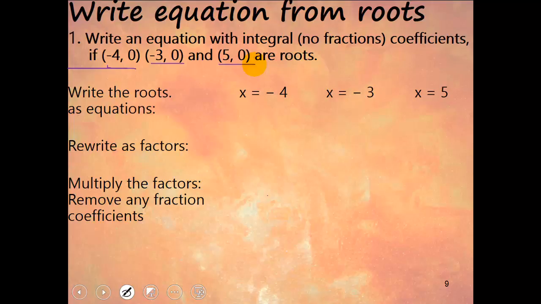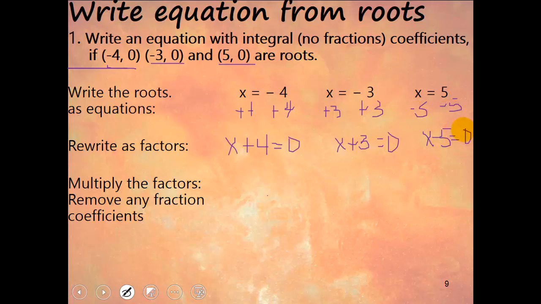So now we're going to add 4 to both sides, and we get x plus 4 equals 0. We're going to add 3 to both sides over here, so we get x plus 3 is equal to 0. And then we're going to subtract 5 from both sides, and we get x minus 5 is equal to 0. So the reverse of the zero product property says that when you multiply these three things together, it has to equal 0. And so we're just going to multiply.